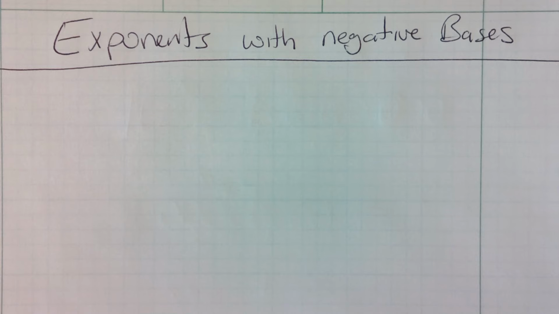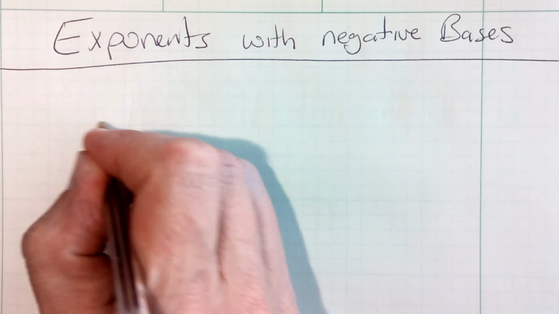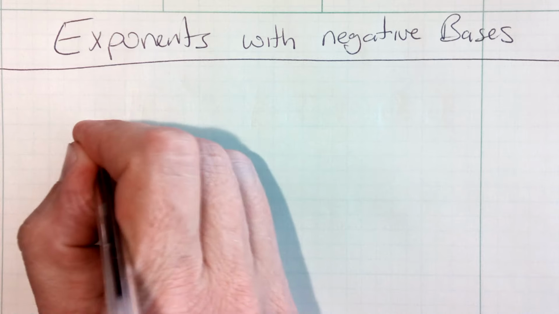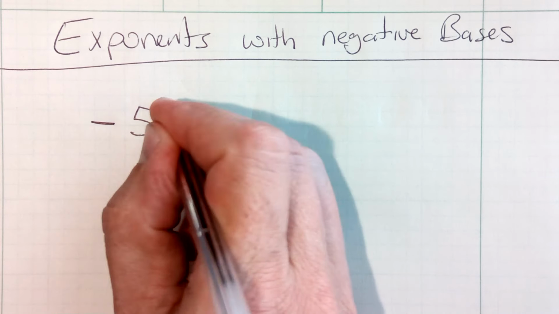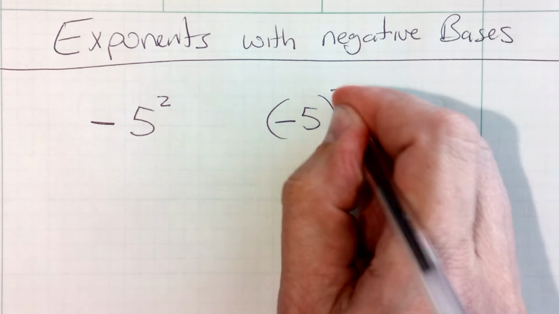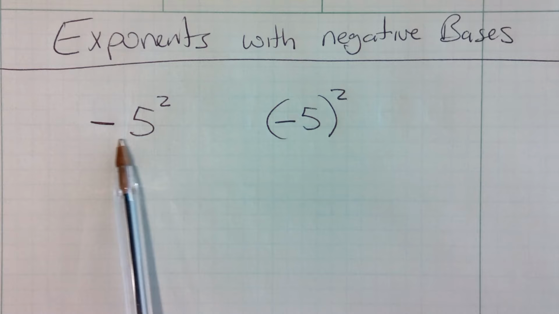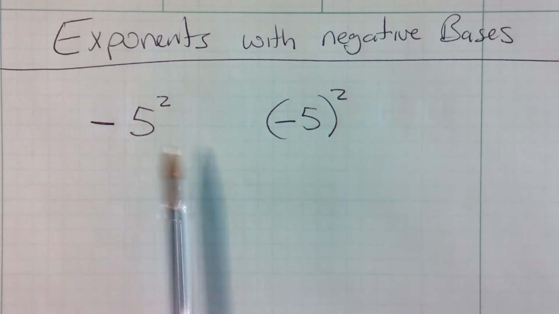Today we're going to talk about exponents that are on negative bases. This is probably one of the most confusing things for students to understand. What I mean by that is the difference between a negative or a minus of 5 squared versus a negative 5 squared. And I want to emphasize the difference is basically the parentheses and order of operations.